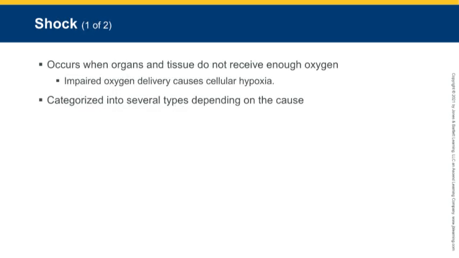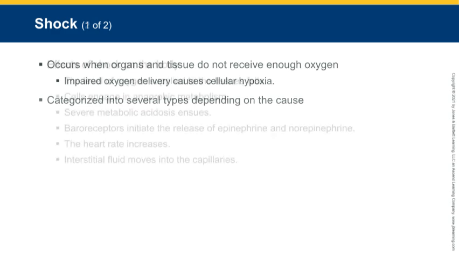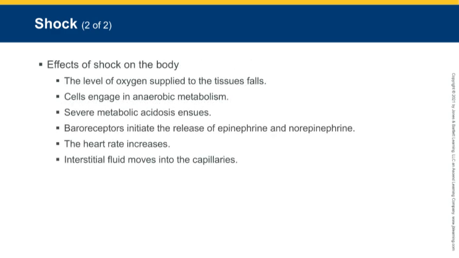Shock occurs when organs and tissues do not receive enough oxygen, leading to cellular hypoxia. It is categorized into several types depending on the cause. Effects of shock on the body include falling oxygen levels, cells engaging in anaerobic metabolism, severe metabolic acidosis, release of epinephrine and norepinephrine, increased heart rate, and movement of interstitial fluid into the capillaries.